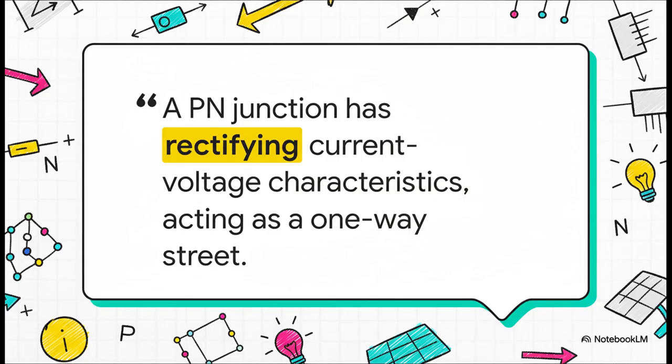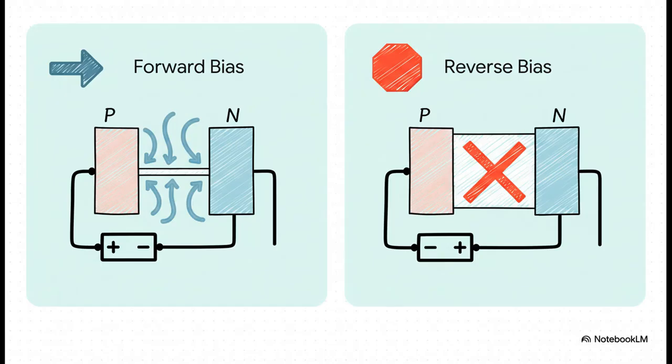It lets electricity flow through in one direction, but if it tries to come back the other way, nope, the door's shut. It's a one-way street. This ability, which is called rectification, is pretty much the foundation for, well, almost everything in modern electronics. And the best part is we can control this valve. If we apply a little voltage from the outside in the right direction, what we call a forward bias, we can push against that barrier, shrink it down, and let the current flood across.